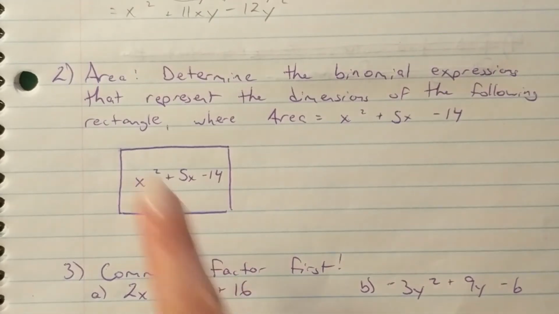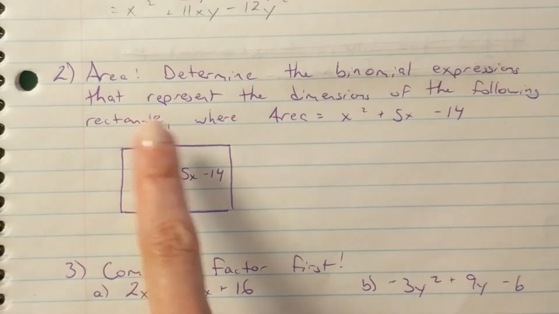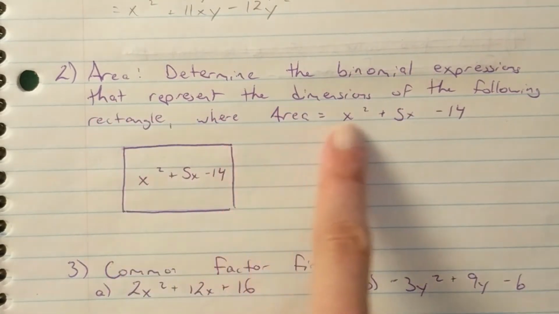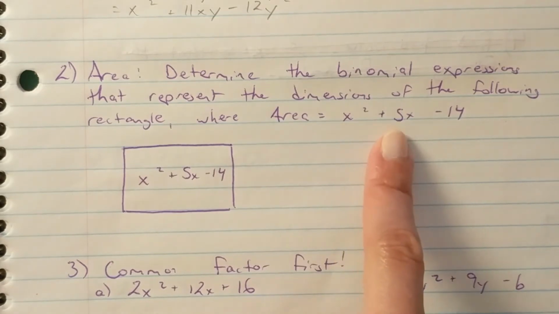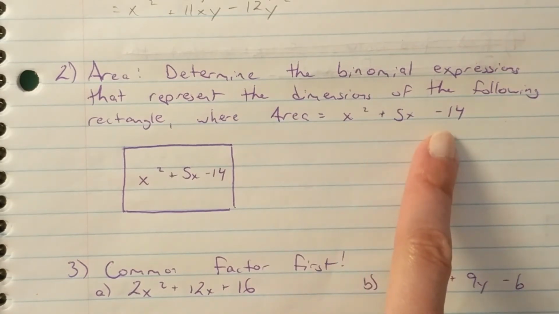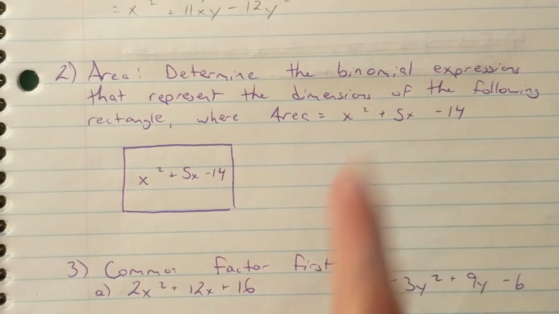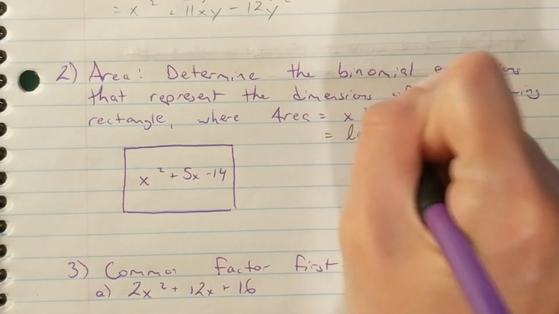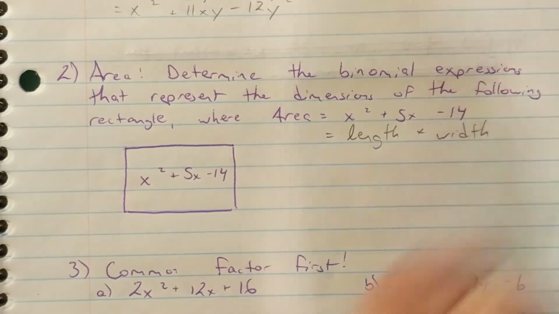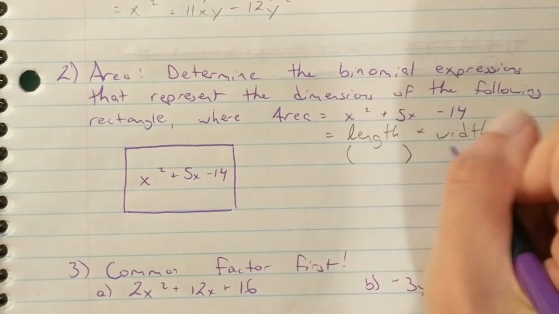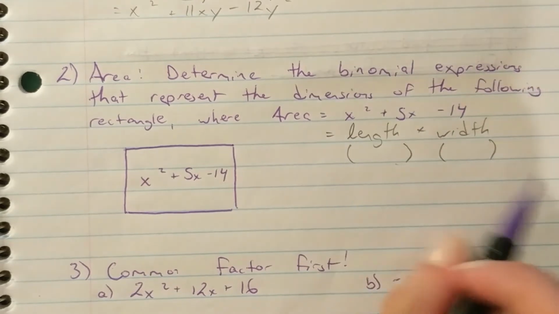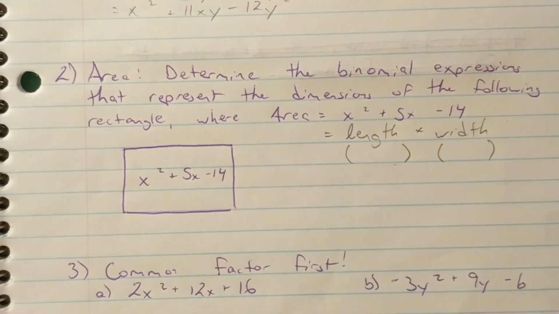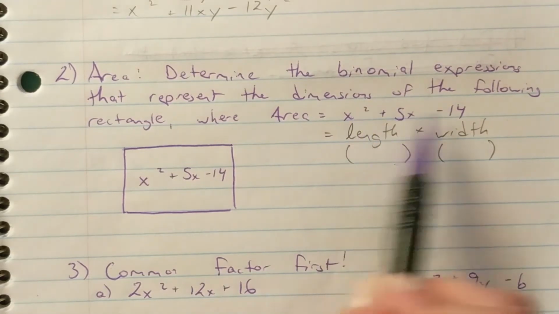Another type of problem that you could be dealing with is an area problem. Determine the binomial expressions that represent the dimensions of the following rectangle where area is equal to x squared plus 5x minus 14. Okay, let's consider here that when you need to find area, remember that area is equal to length times width. So we need to have two expressions that multiplied by each other to give us our area formula. Well, this looks exactly like the solution to a factored problem, so we can just go ahead and factor this.